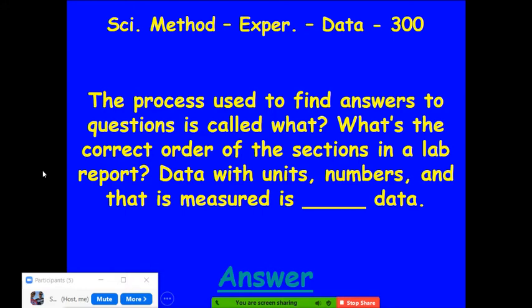The process used to find answers to questions. What do we call that process? What's the correct order of the sections in a lab report? Wasn't that yesterday's warm-up question? Data with units, numbers, and that is measured is what kind of data? There are two types of data. There's qualitative data and there's quantitative data. You'll need to know which one has units, numbers, and is measured.